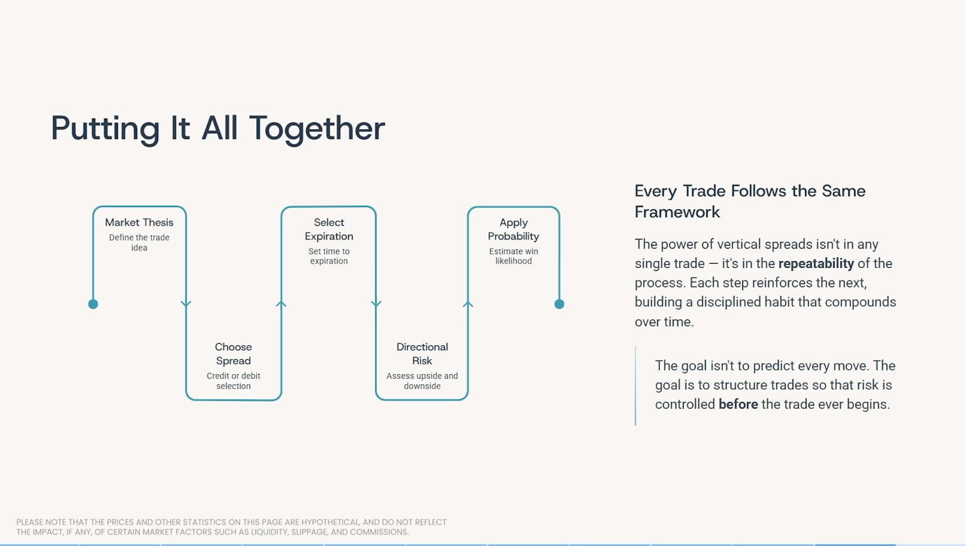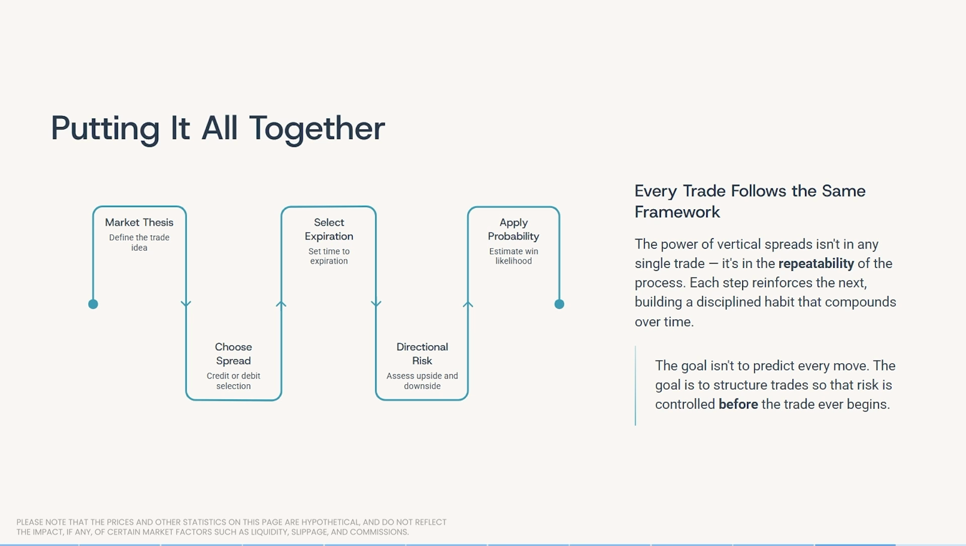So let's put this all together. Every trade follows the same framework. The power of vertical spreads isn't in any single trade. It's in the repeatability of the process. Each step reinforces the next, building a disciplined habit that compounds over time. Your goal isn't to predict every move. The goal is to structure trades so that risk is controlled before the trade ever begins.